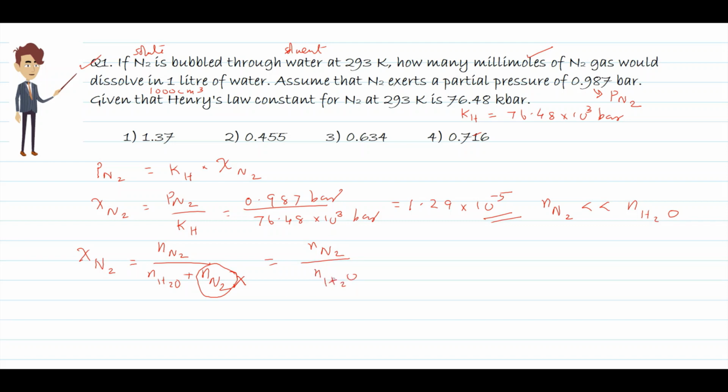Then in the question it is given 1000 centimeter cube of water. 1000 centimeter cube of water means how many moles of water? Number of moles of water is equal to mass of water divided by molar mass. Mass of 1000 centimeter cube of water is the same as 1000 gram, since the density of water is 1. So it is 1000 gram divided by molar mass of water, 18 gram. Its value will be 55.55.